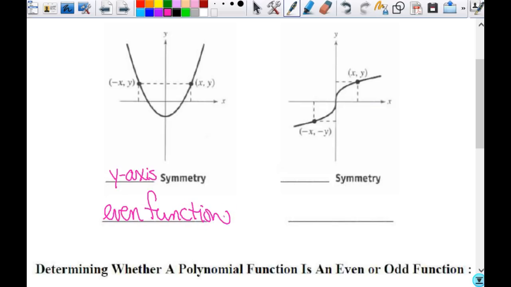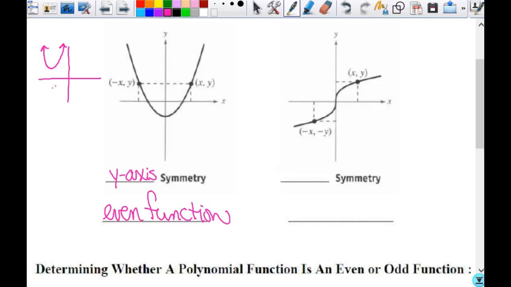Now, I could take that same parabola and translate it to where it ended up over here. Same everything, but just translated. Does this parabola have symmetry? Yes. Does it have y-axis symmetry? No. So this is not an even function. These two are very similar as far as properties, but this is not an even function, because it's all about y-axis symmetry. Does that make sense to you?